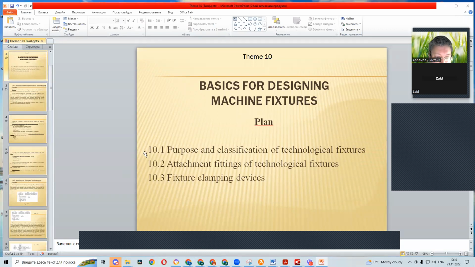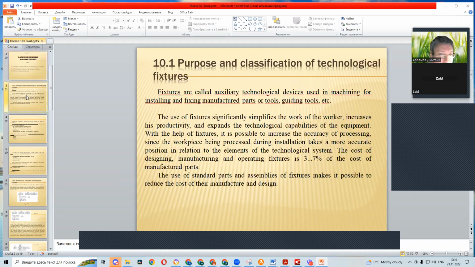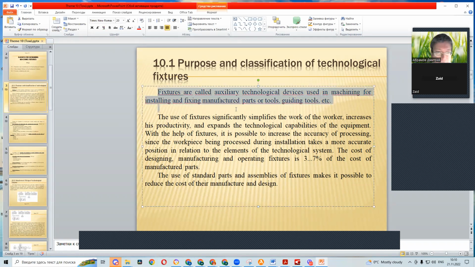So, item 10.1, Purposes and classification of technological fixtures. Fixtures are called auxiliary technological devices used in machining for installing and fixing manufactured parts or tools, etc. And please write down this definition about fixtures. What are fixtures?